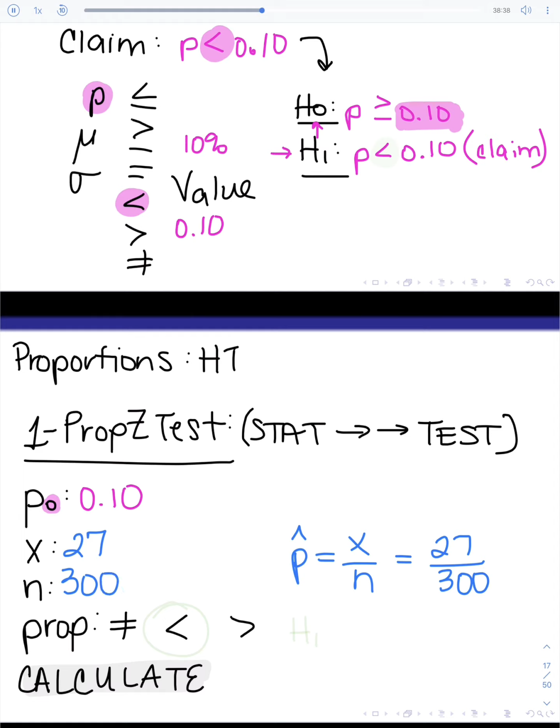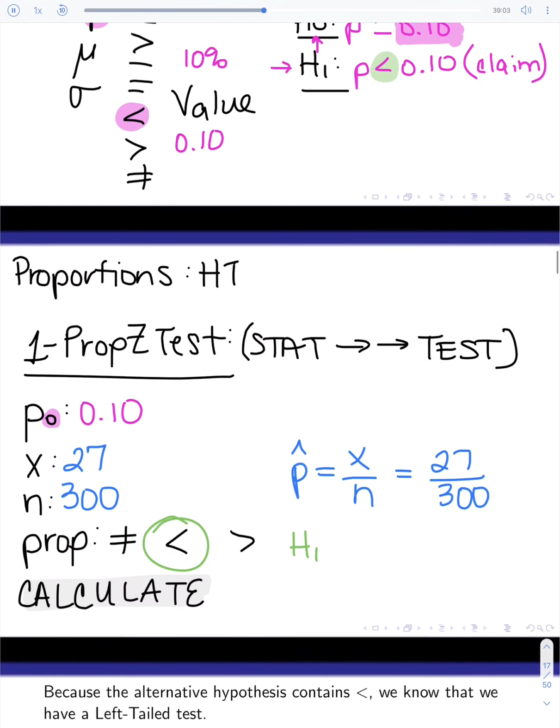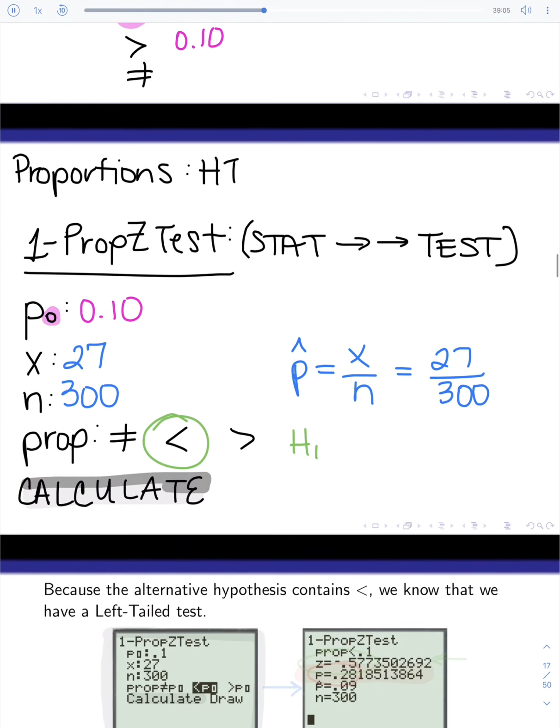Then the last part they're asking for is what symbol needs to go in that last slot, because that's going to tell them what kind of tailed test to do. Well, that is always going to be determined by H1. So if we go back to H1, notice that there's a less than symbol. That means we're going to select the less than symbol here as well, because it's going to be based on H1. Then you'll go all the way down to the bottom and click calculate.